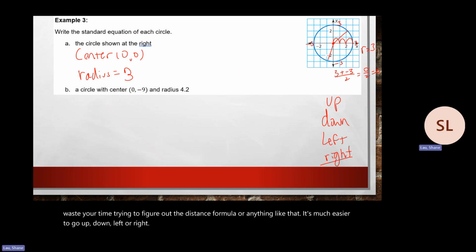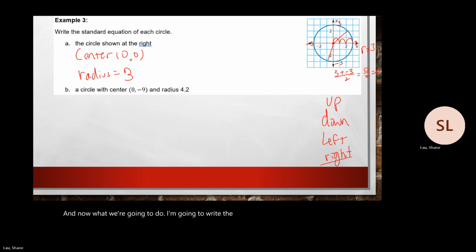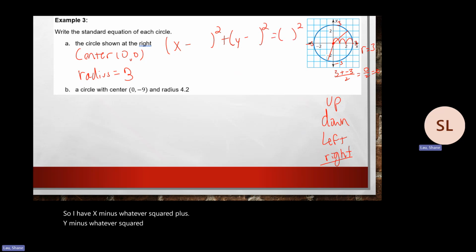And now what I'm gonna do, I'm gonna write the equation. Anytime you're trying to write an equation for a circle, this is what I recommend. Already start out with it pre-filled. So I have x minus whatever squared plus y minus whatever squared equals something squared. And from here, you can just plug in those little pieces that you know.